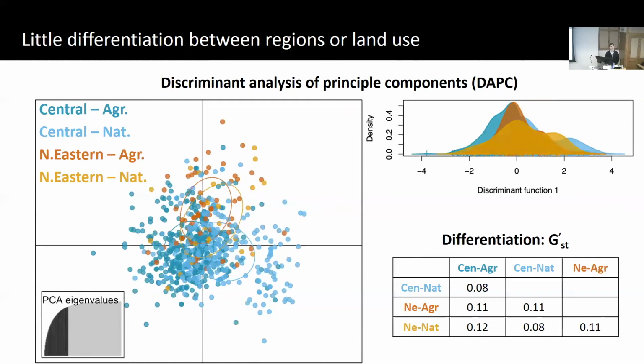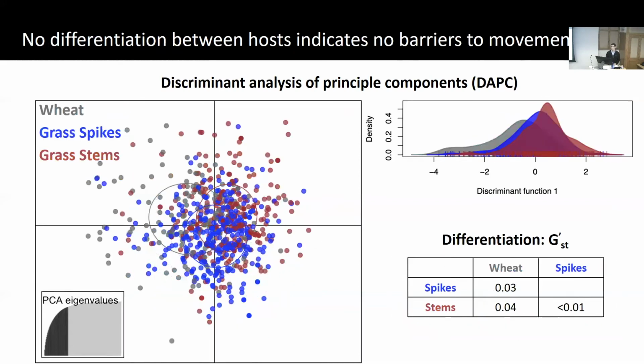Looking at the fixation indexes for these groupings, there's a slight differentiation between all groups, but much less than we saw between chemotypes. Finally, here's one more look at this data where groups were defined based on host source, right? Wheat, grass spikes, grass stems. And because there's virtually no differentiation here, you might infer that unrestricted gene flow and by extension, possibly pathogen movement, could occur between all 3 of these hosts.